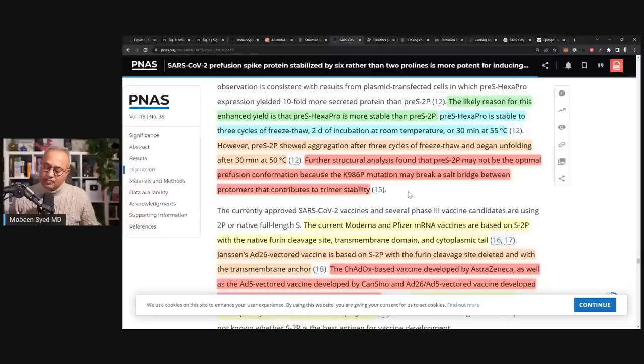Then they say further, structural analysis found that pre-S2P may not be the optimal pre-fusion conformation because a K986P mutation may break a salt bridge between promoters that contribute to trimer stability. So now they are picking one more problem to say that it is actually possible that the 2P lock can break and that would cause the spike to bloom.